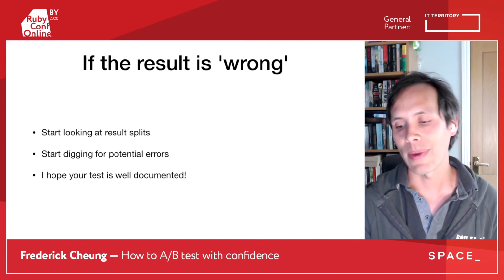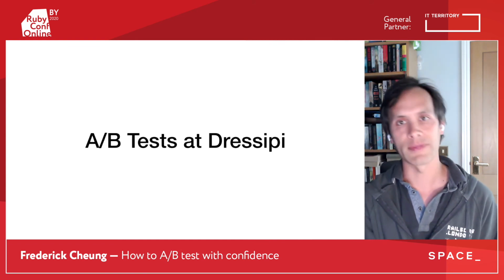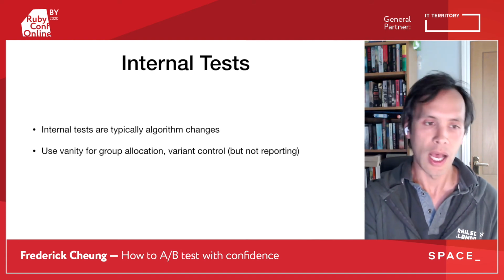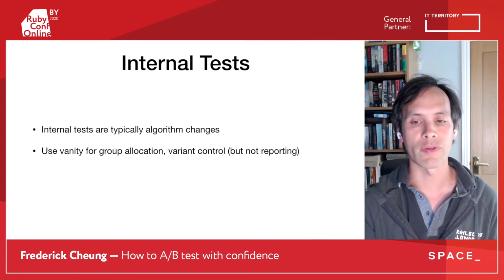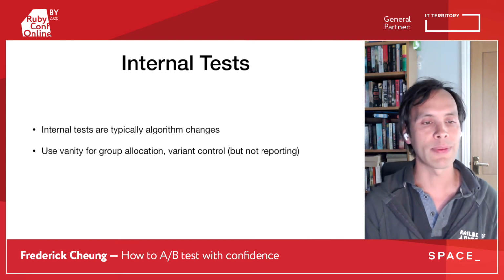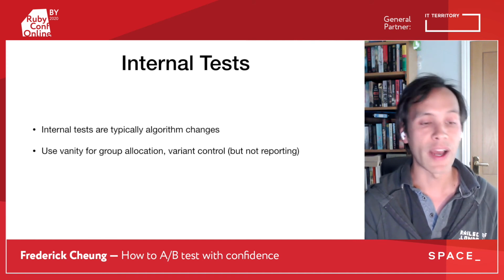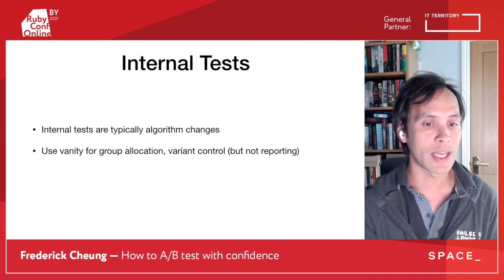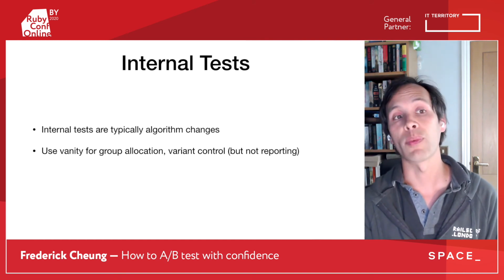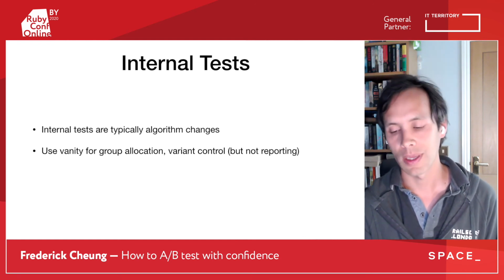So let's talk a bit about A/B tests at Recipe. We have two kinds of tests that we run principally. One are internal tests, tests that we run for ourselves to improve our product. These are typically algorithm changes. And we use Vanity for allocating people to groups and making sure that people see the correct variant of content. We don't use Vanity for reporting. The main reason being that Vanity doesn't support all the types of significance calculations that we want.